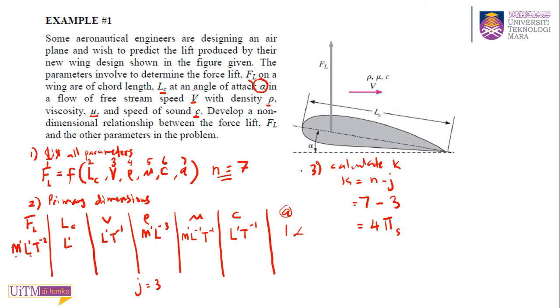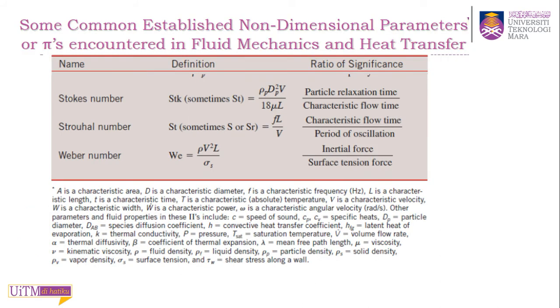So you will have your function after this, pi 1 equal to f of pi 2, pi 3 and pi 4. Okay. So in step 4, this is the important part, because in this question they did not give you the repeating variables. How can you choose which ones you want to use as your repeating variables? So this is step 4 that we will discuss here.